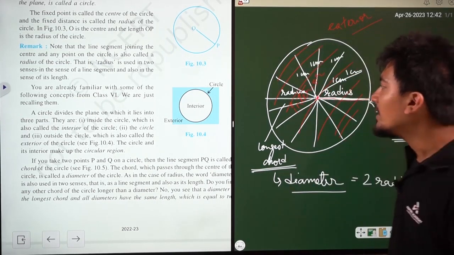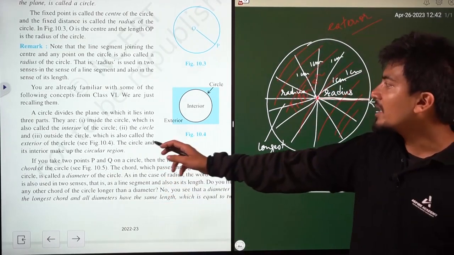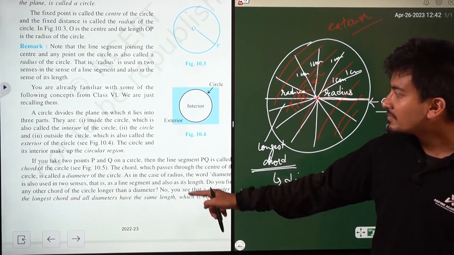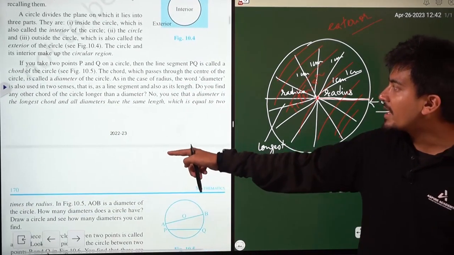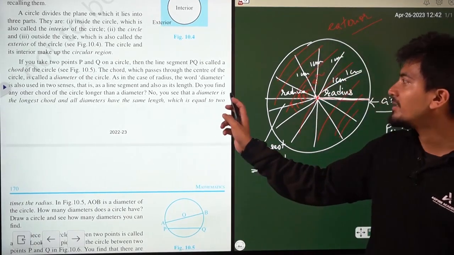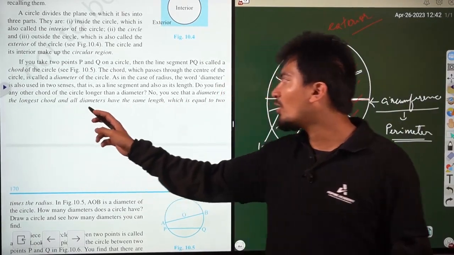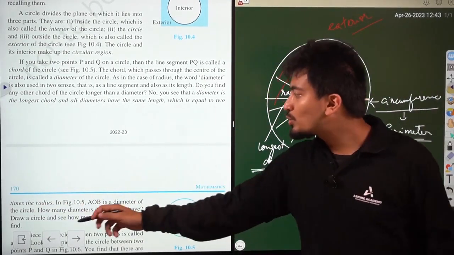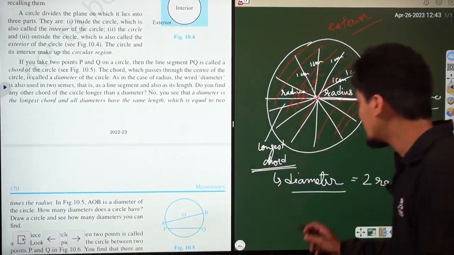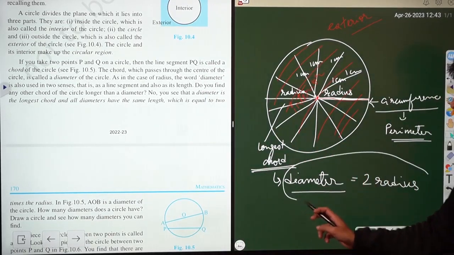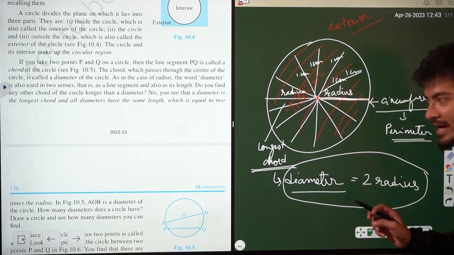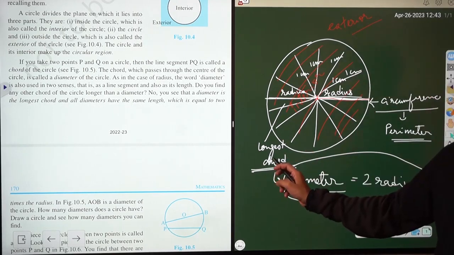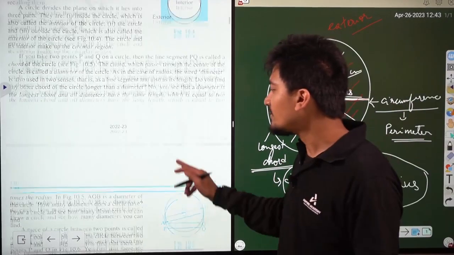Okay. Now see here. The circle and its interior region make up the circular region. As I have already mentioned, a diameter is the longest chord and all the diameters have the same length, which is equal to 2 times the radius. So diameter is equal to twice the radius, right? And the diameter is known as the longest chord.